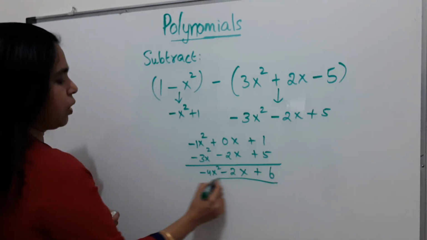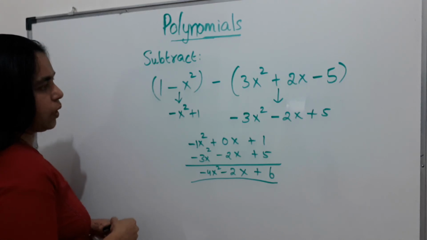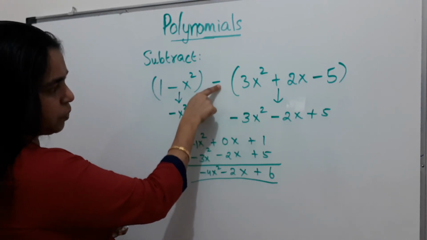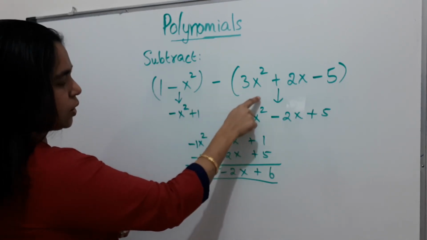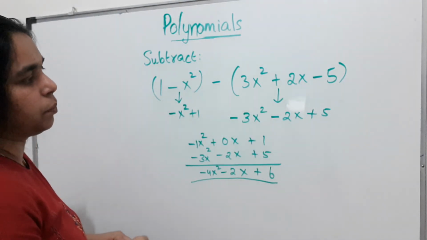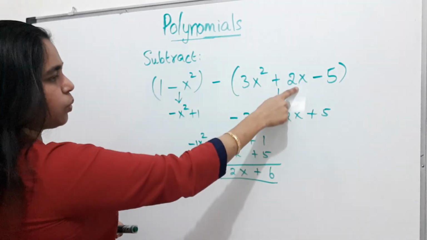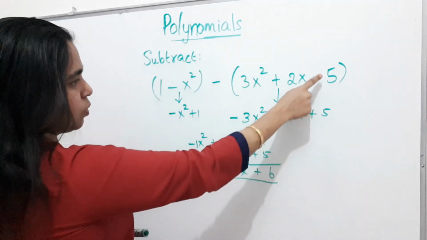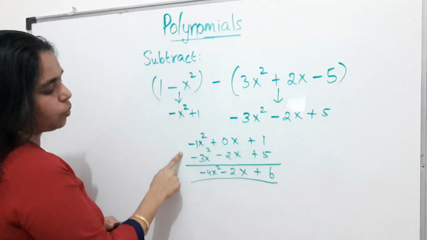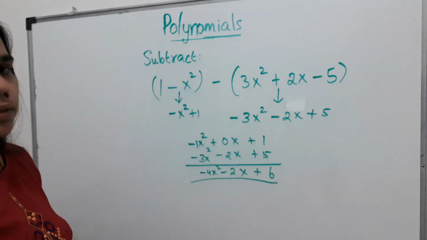So for subtracting polynomials, the first thing is you have to write everything in standard form, and then, if the minus is before the second bracket, you have to change the sign of all the terms inside the bracket to the opposite: plus will become minus and minus will become plus. So in this case, 3x squared is already positive, so this will become negative, plus 2x will become minus 2x, and minus 5 will become plus 5, and then you have to add those two polynomials together. When you are adding, you get the answer. This is how we can add and subtract polynomials.